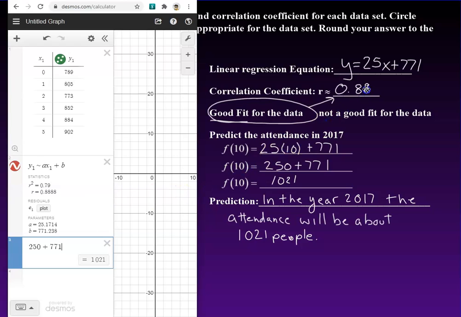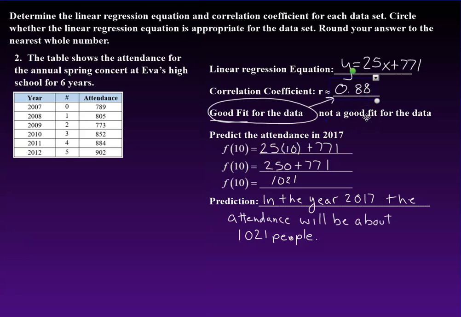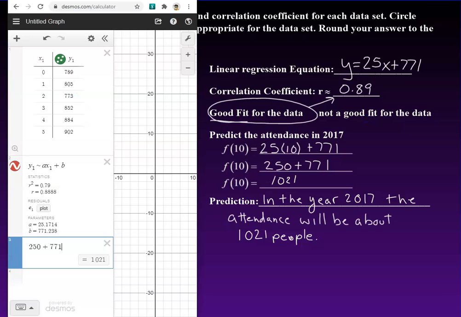Ooh, epic fail, Mr. Sneed. 0.89. Mr. Steen doesn't know how to round apparently. He fixed it though. 0.89. And then we go ahead, and this is a good fit for the data because this is close to 1. Again, I told you as long as it's higher than 70, I would say it's a good fit for the data.